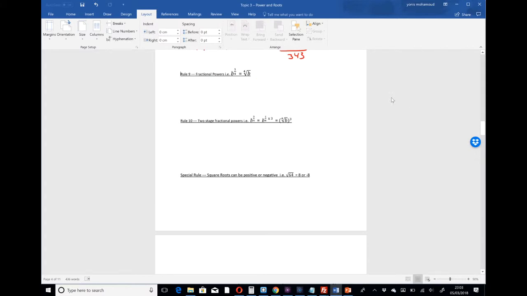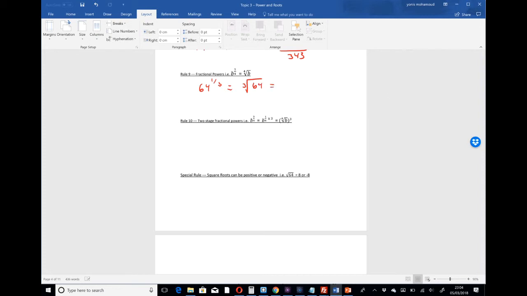Okay, so let's go over rule number 9. So rule number 9 is if you have a fractional power, for example b to the power of 1 over 4, you should rewrite that as the quad root of b. So let me give you an example. So let's say that I had 64 to the power of 1/3. You're going to have to rewrite that as the cube root of 64.